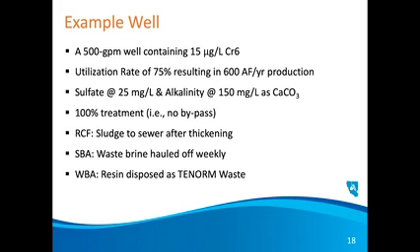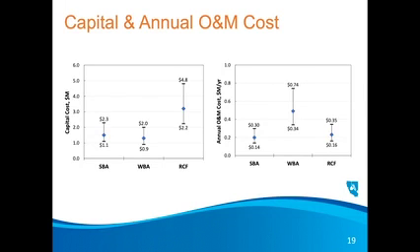A low sulfate of 25 milligrams per liter, and the alkalinity of 150, and just went through some cost development that I want to throw out in front of you. Hope you can see this. This is a graph on the left is the capital cost as a range, because there's no design, so this is always a range. An SBA for the regenerable resin, WBA, and the RCF.